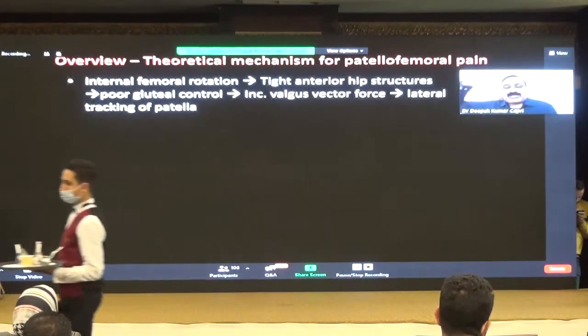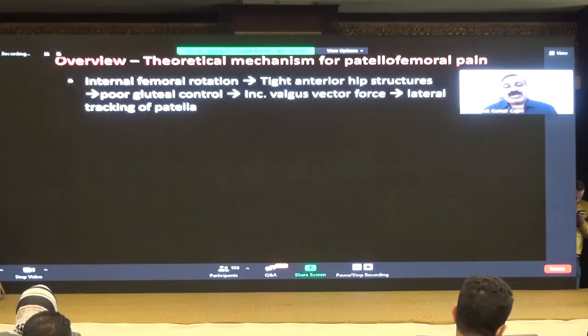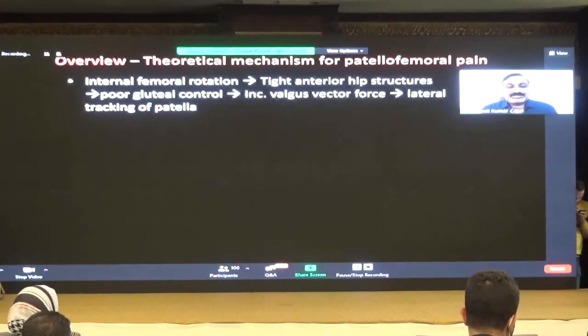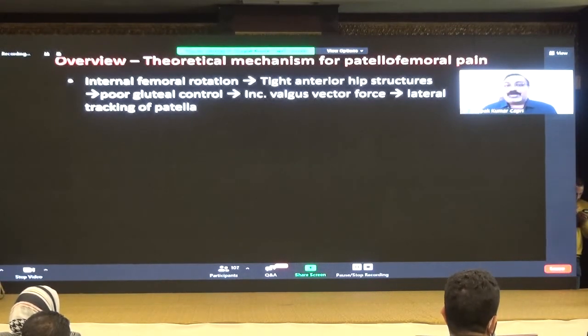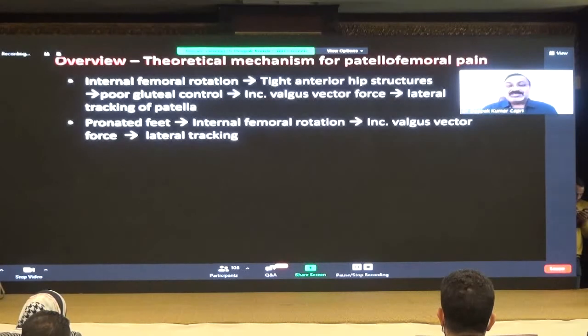And if they are tightened up, they will pull the patella laterally, and the person will get knee pain, because the lateral tracking of patella will cause not only erosion of the cartilage, but also irritation of the fat pad. And we all know the fat pad is highly innervated. So even if you keep giving strengthening exercise to vastus medialis, it will not help because the femur is internally rotated.